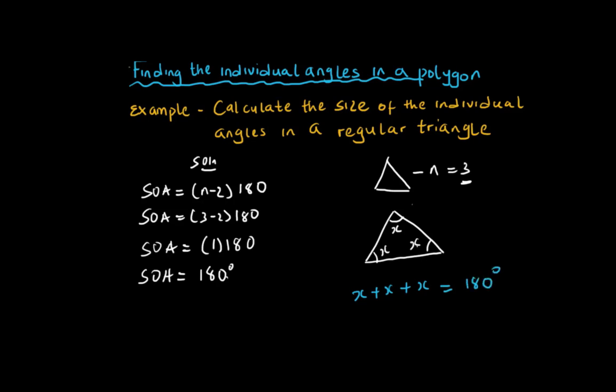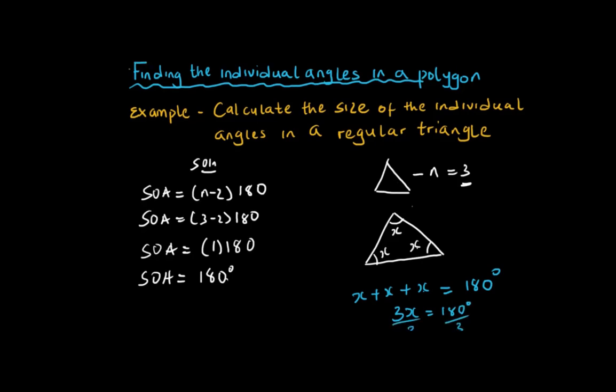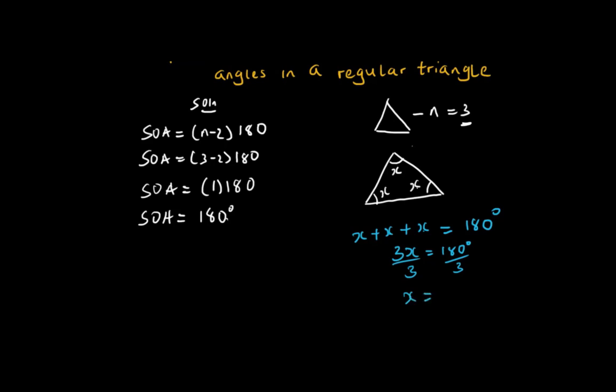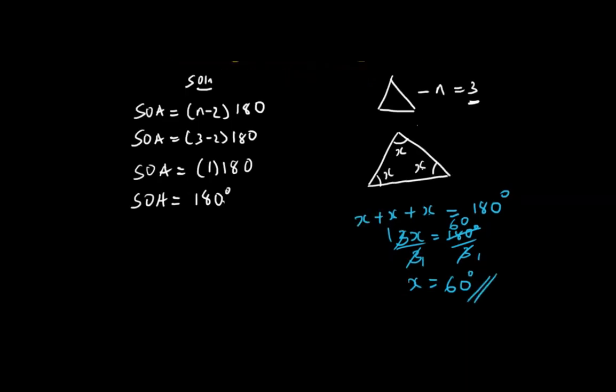x plus x is 2x, 2x plus x is 3x, so 3x equals 180 degrees. Now divide both sides by 3. It means that x equals 180 divided by 3. 3 in 18 is 6, 3 in 0 is 0, so x equals 60 degrees. Does that make sense? So this implies that the individual angle in a regular triangle is 60 degrees.